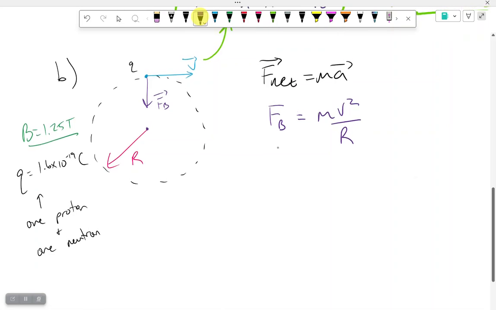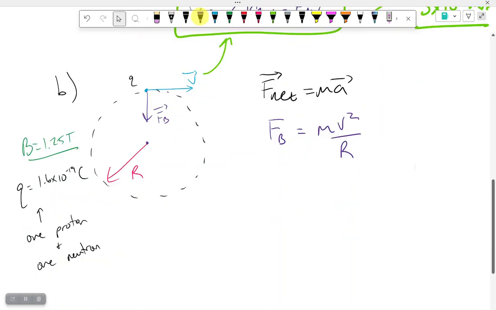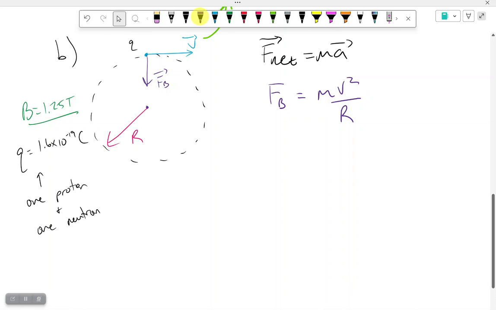Let's see. So then next up, and by the way, my goal here, they're asking me for the diameter. So I'm going to find the radius, hopefully, and then from that, I will find the diameter. All right, here we go.